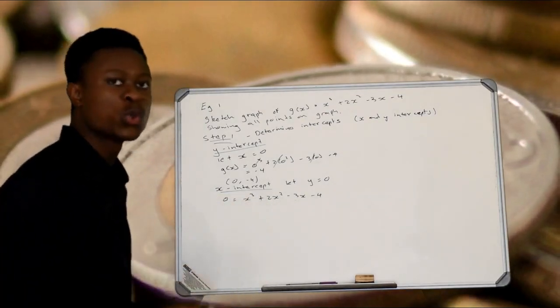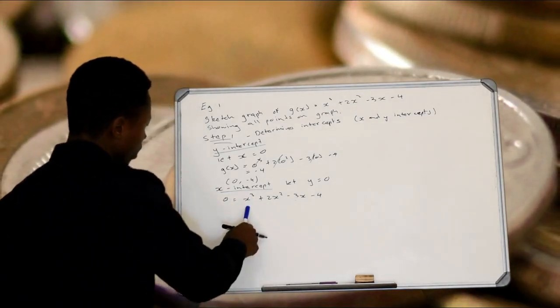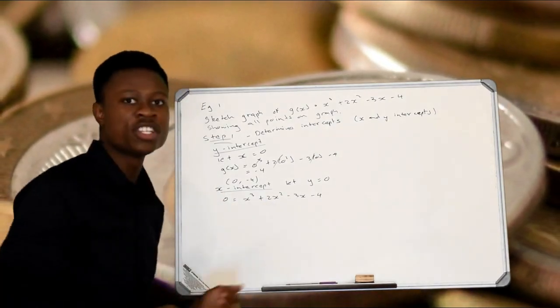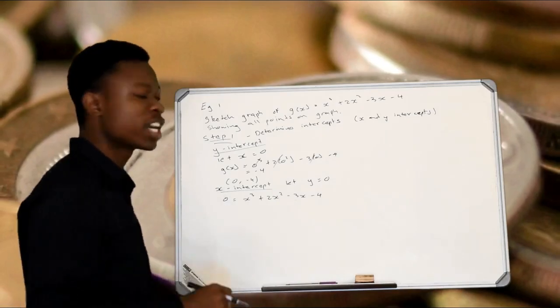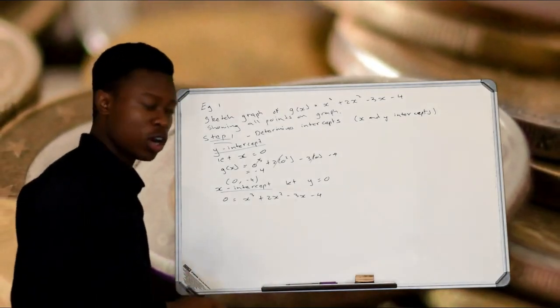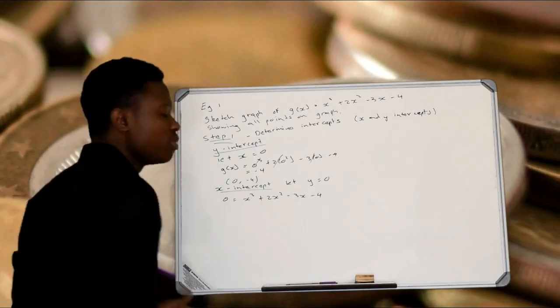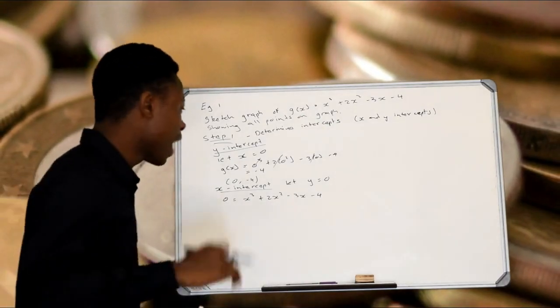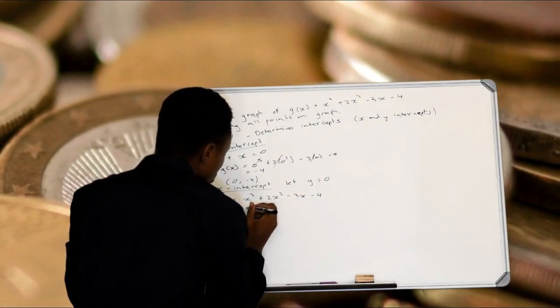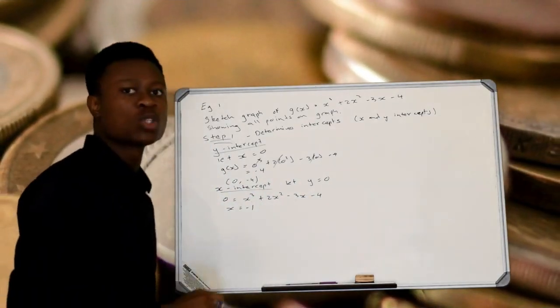If I try x is equal to -1, this will give me 0. This side here will be equal to 0, right? So if that side is equal to 0, it means that that is a factor by trial and error. So I'll write down x is equal to -1. That's one of my factors.